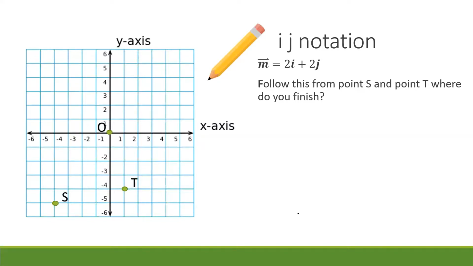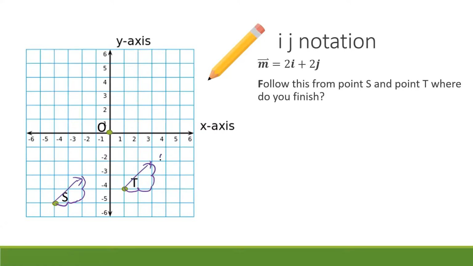All right, let's follow 2i plus 2j from point S. That's going to be 2 to the right and then 2 up. So we're going to finish here. So the vector will look like this. Whereas if we follow it from T, 2 to the right and 2 up, it's going to be here. It's going to look like this.